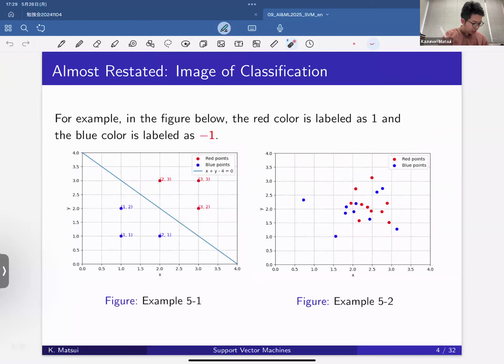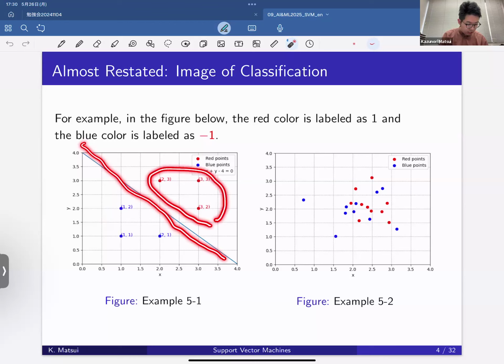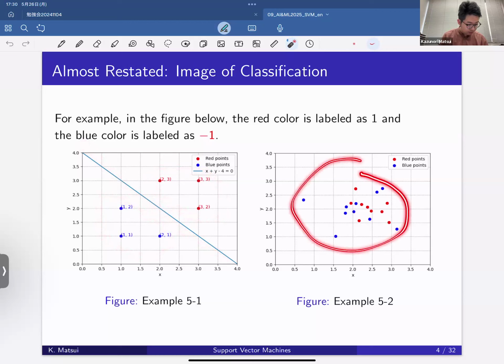In a case like this, where the red data is in the upper right and the blue data is in the lower left, we can somehow predict the pattern. If we can draw a line like this and classify one side of the line as red and the other side as blue, it becomes easy to understand. On the other hand, in the other example, when they are mixed together like this, we cannot do such classification.